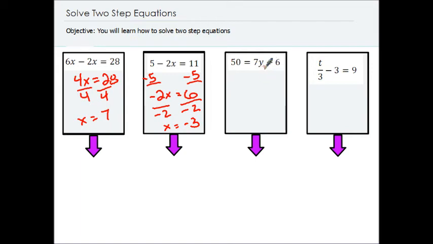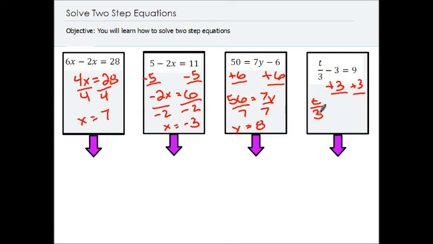Right. This says 7y minus 6, and I got equals 50, so we're going to add 6 to both sides. So I got 56 equals 7y. Divide both sides by 7. So now I get y equals 8. And then over here, we're going to go plus 3, t over 3 equals 12. We're going to multiply both sides by 3, so t equals 36.